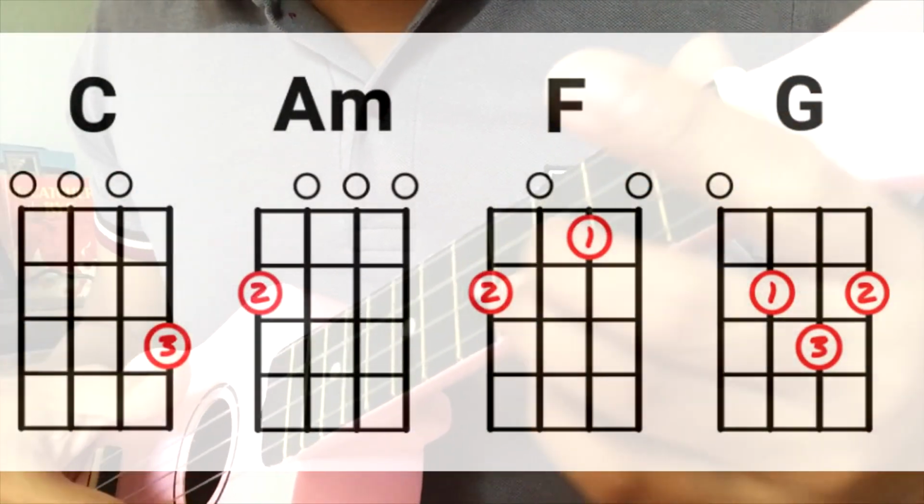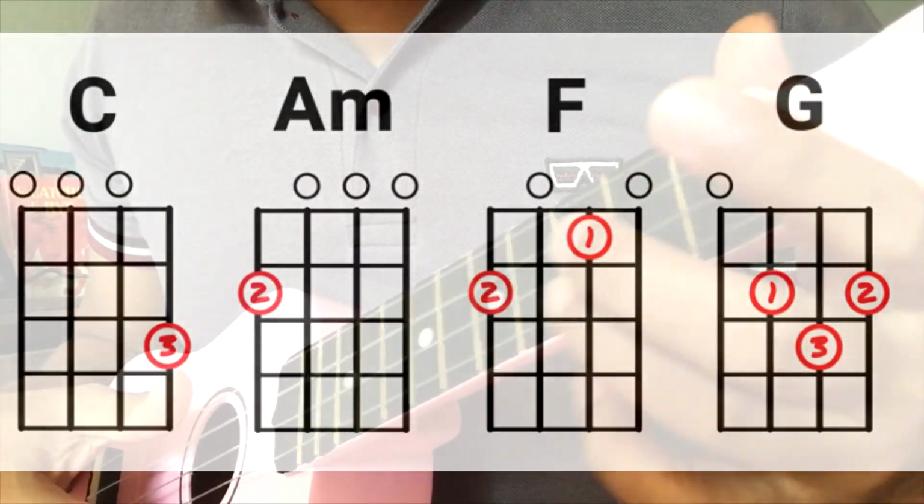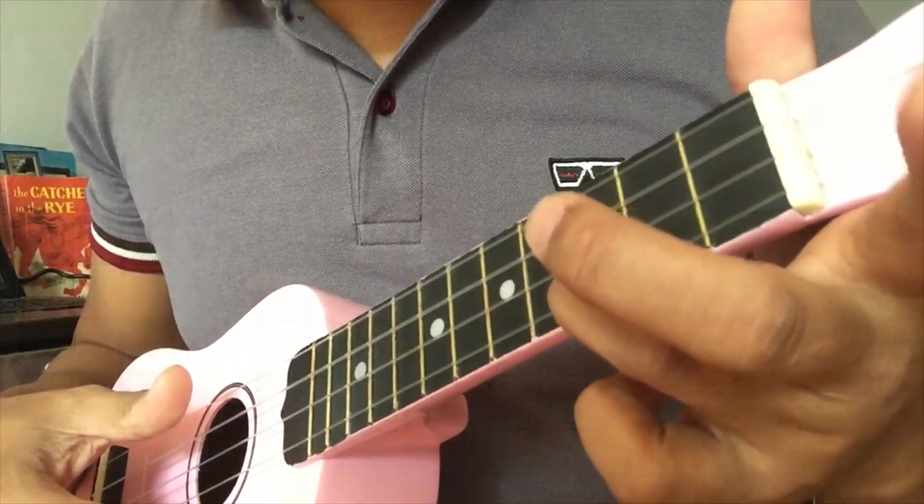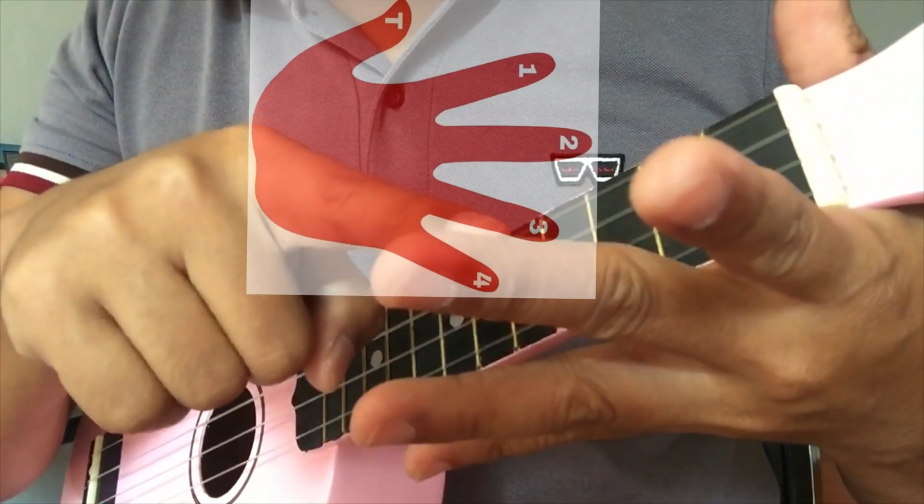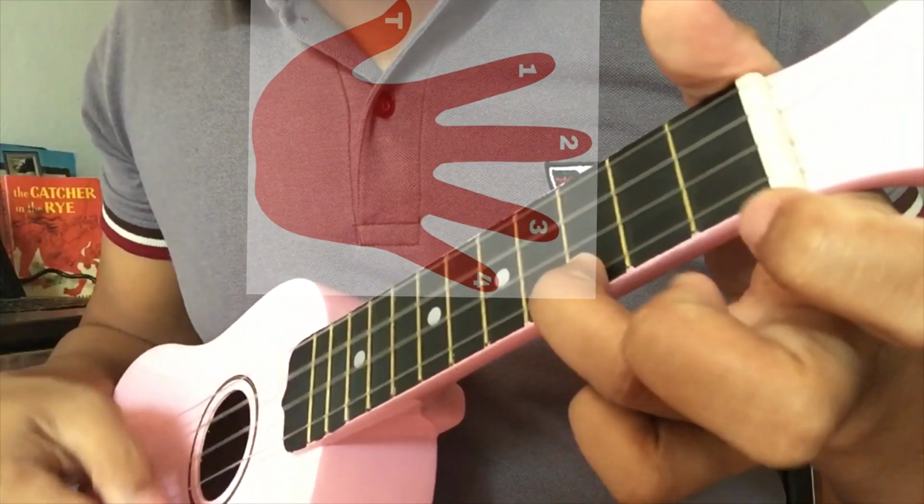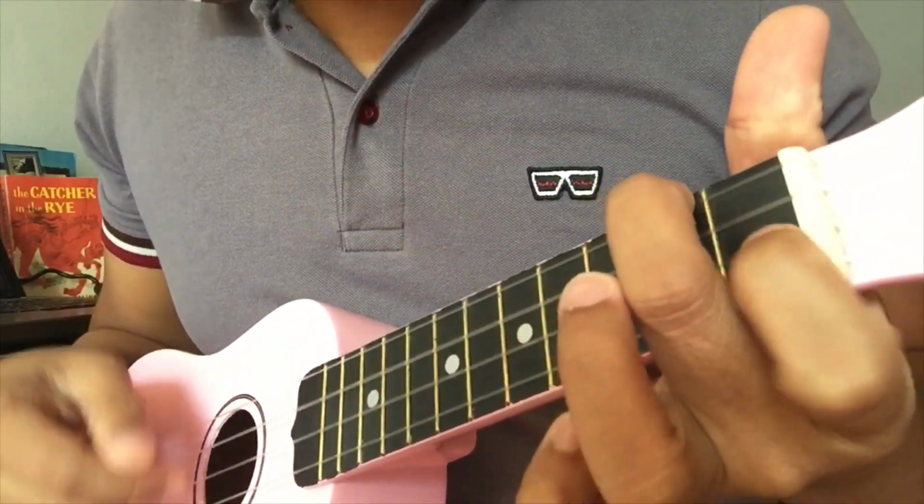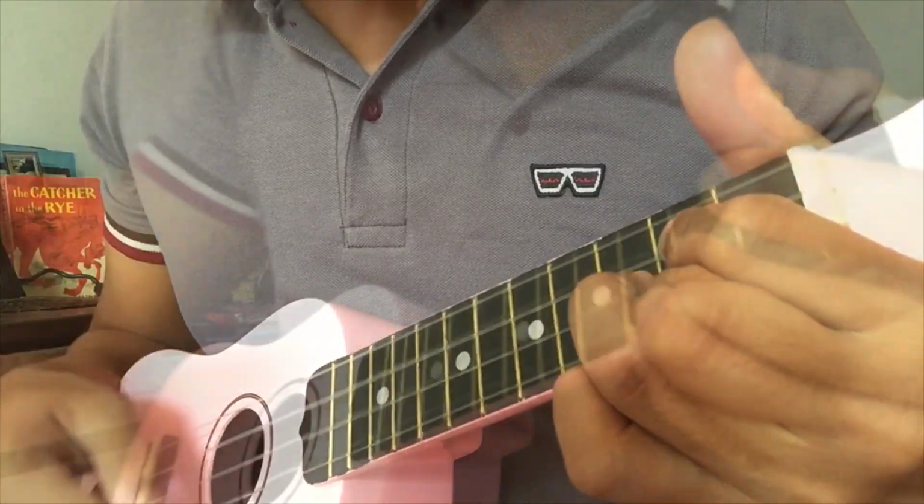The numbers you see in the chords chart tells you what fingers to use. For example, in key of C, we're using number 3. 1, 2, 3. A minor, F, and G.